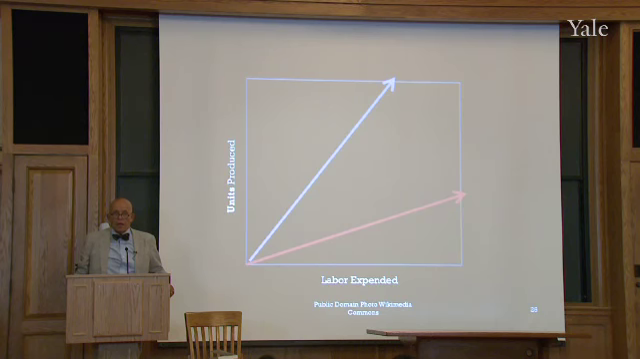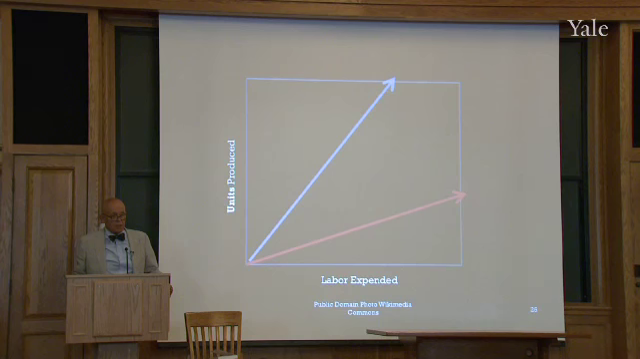Now, comparing labor-intensive, the red arrow, with capital-intensive, the blue arrow, we have here a very simple production function where labor expended is on the horizontal axis and units produced is on the vertical. Oh, for those of you who are actually taking this course, these slides, I posted them just before class. So you don't have to write this stuff down.